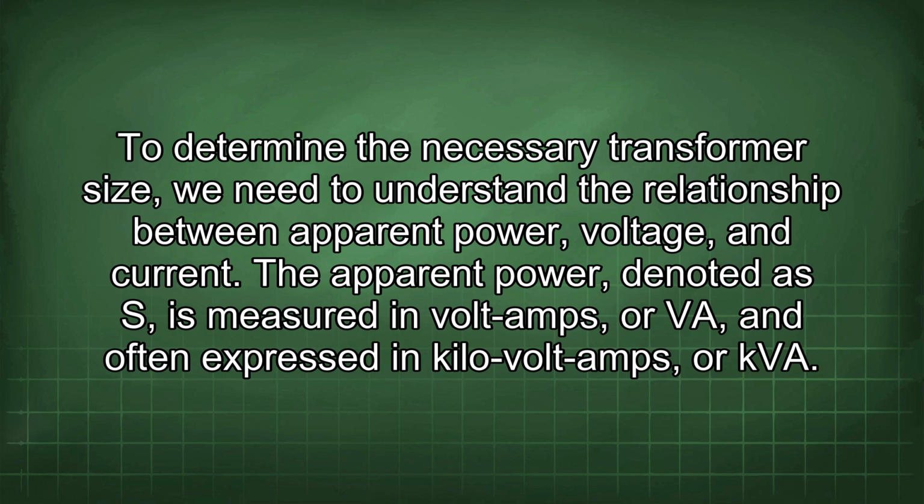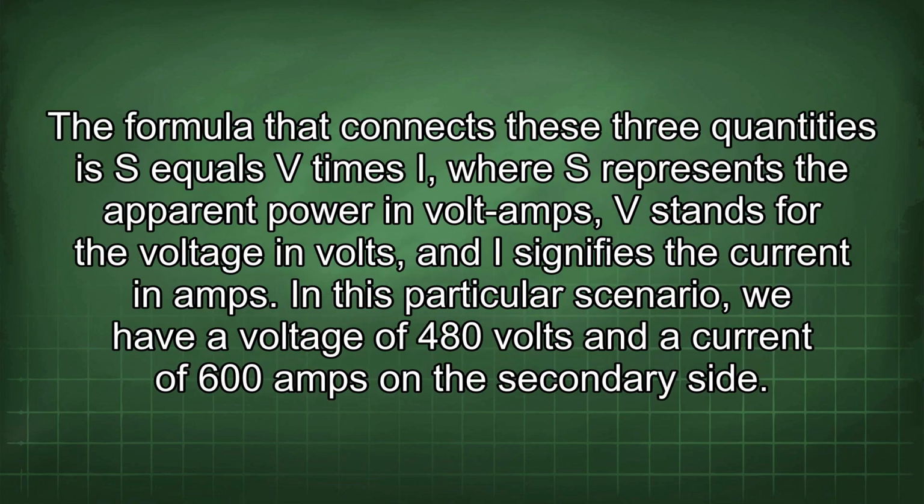To determine the necessary transformer size, we need to understand the relationship between apparent power, voltage, and current. The apparent power, denoted as S, is measured in volt amps, or VA, and often expressed in kilovolt amps, or kVA. The formula that connects these three quantities is S equals V times I, where S represents the apparent power in volt amps, V stands for the voltage in volts, and I signifies the current in amps.